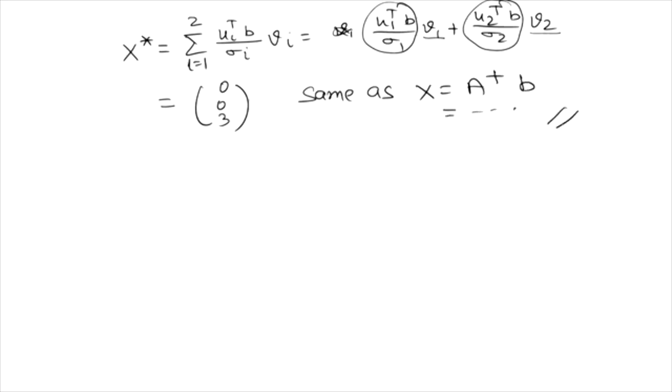So, in this way I have told you the two different ways of solving linear systems, in particular finding the least square solution of the linear systems in case when the matrix A is having rank r and the size of A is m by n and r is less than minimum of m and n.